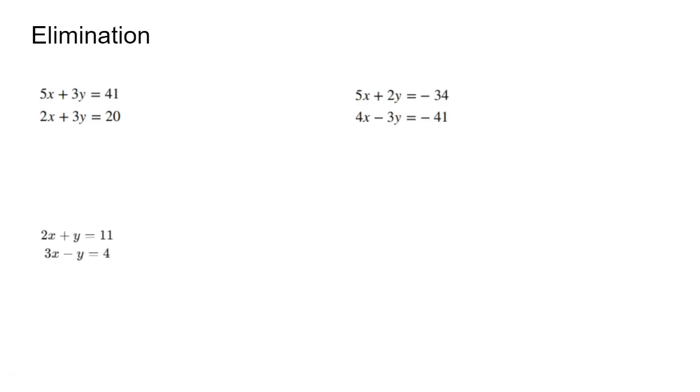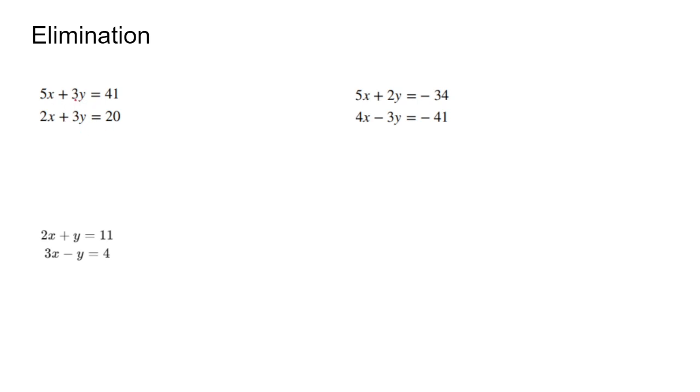Next, elimination. This is another method you could use. Here, we add or subtract the two equations with each other to cancel out one of the variables to, again, just get an equation with only one variable which we can solve. So I'll show you here.